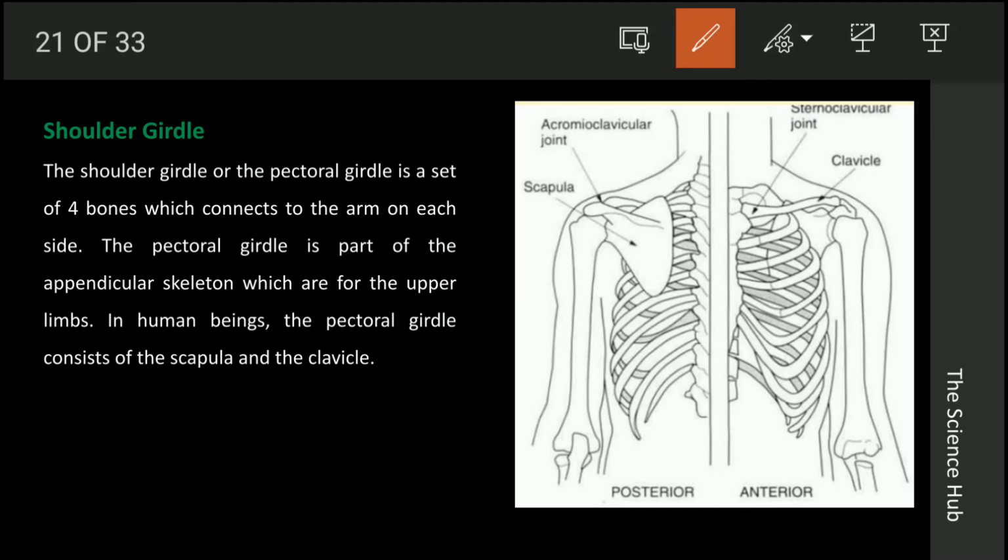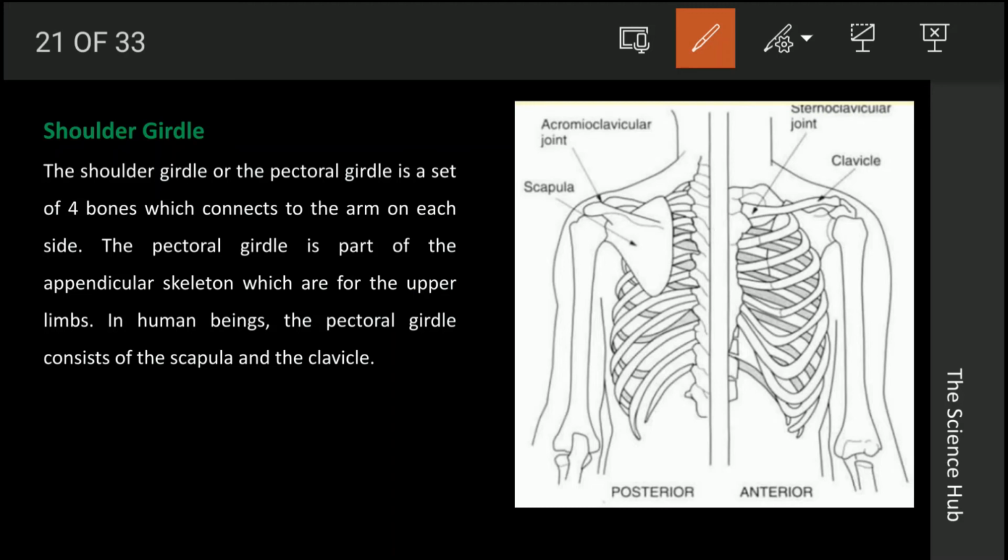So first of all we are going to see the shoulder girdle or the pectoral girdle, which is a set of 4 bones which connects the arm on each side. The pectoral girdle is a part of the appendicular skeleton which are for the upper limbs. Pectoral is for the upper limbs and pelvic is for the lower limbs.